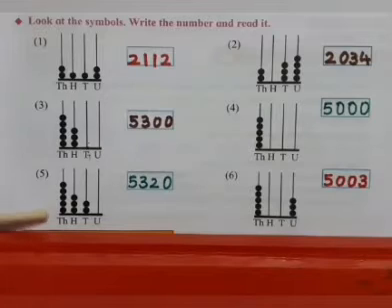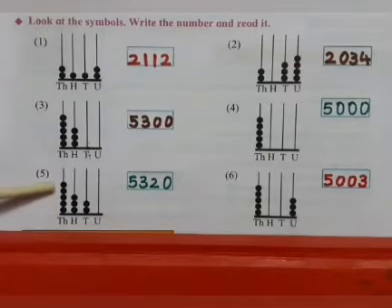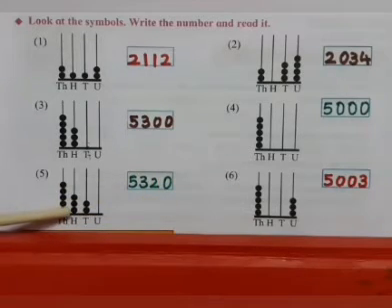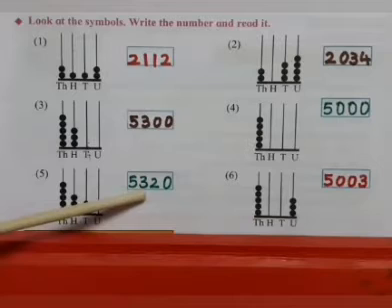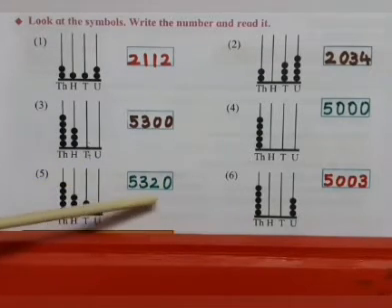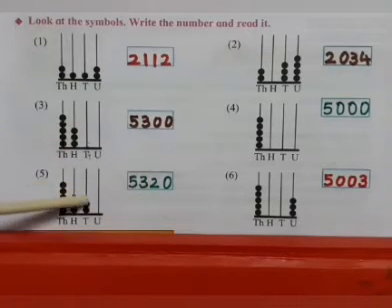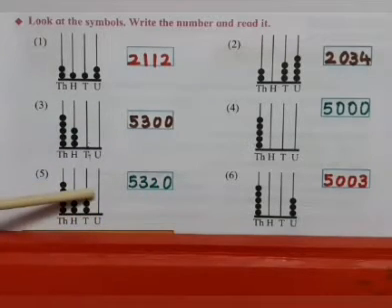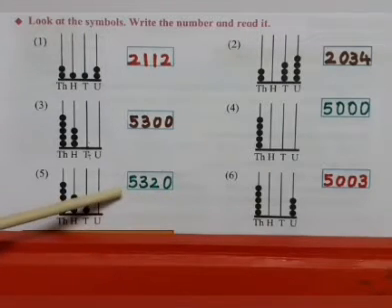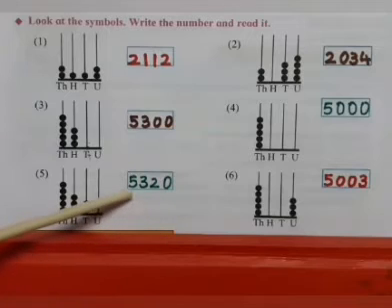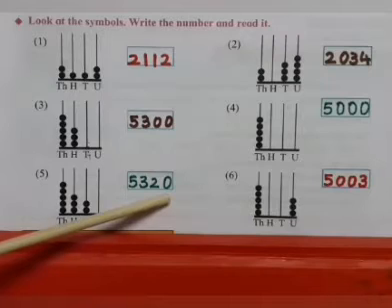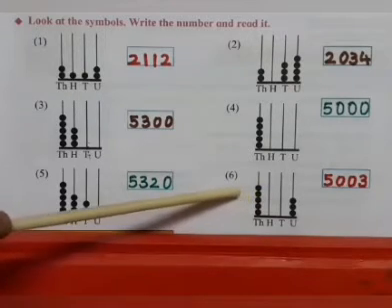We'll come to our fifth picture. In the thousands place, there are 5 beads. So I write the number 5. In the hundreds place, there are 3 beads. I write the number 3. In the tens place, there are 2 beads. I write the number 2. But in the units place, there are no beads. So I write the number 0. So I will read this number as 5,320.